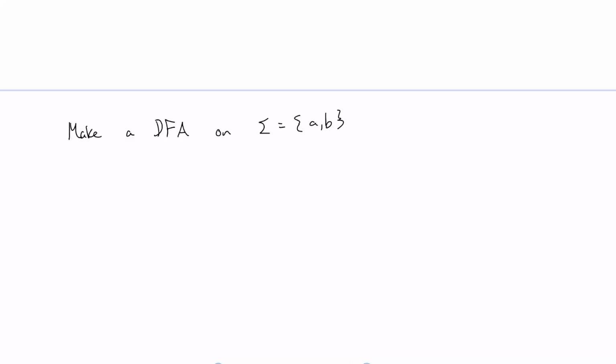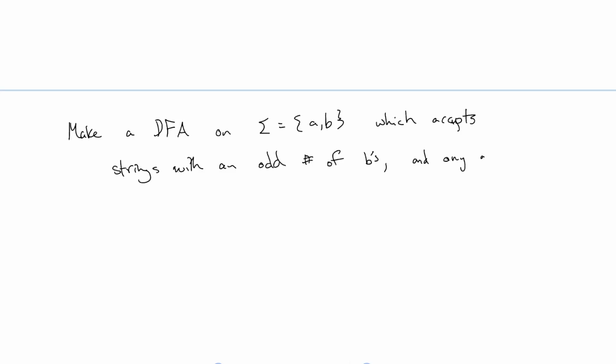So this time when you read the string, it might have A's and it might also have B's in it. And let's do a DFA here which accepts strings with an odd number of B's and I'll just say any A's. Like the A's don't matter. But it has to have an odd number of B's and any number of A's. All right?